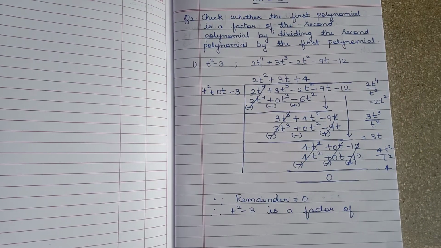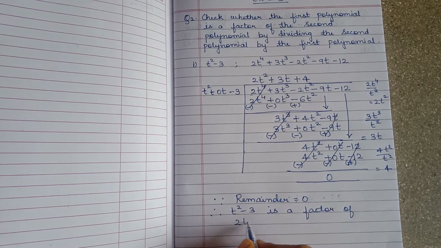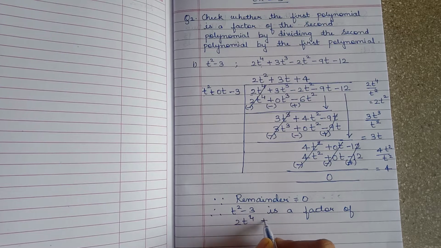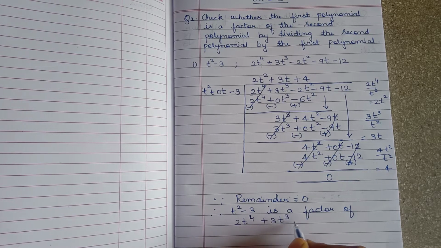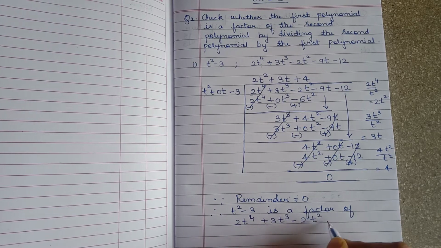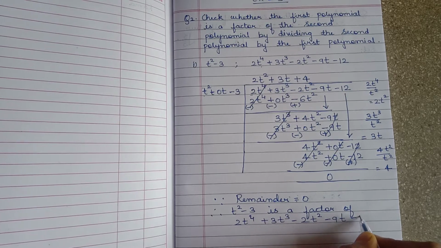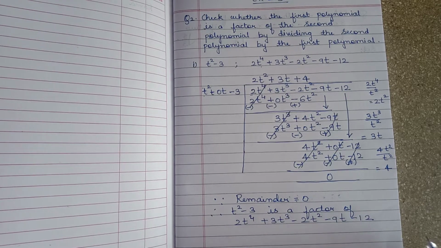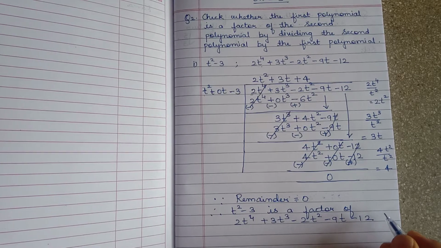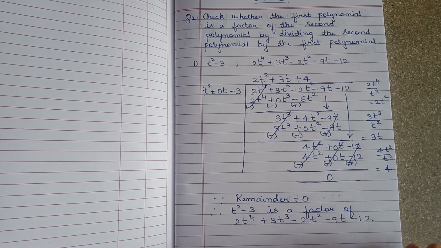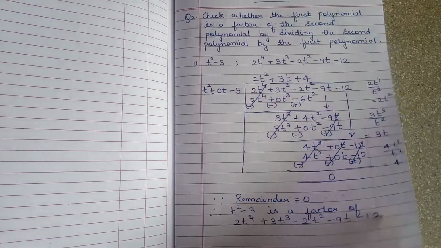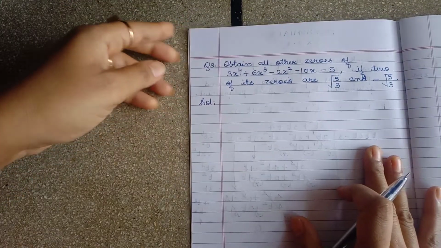of 2t raised to 4 plus 3t cube minus 2t square minus 9t minus 12. Yes, so the remaining two sums you do as homework. Now let's move on to the next question of the exercise, that is question number 3.